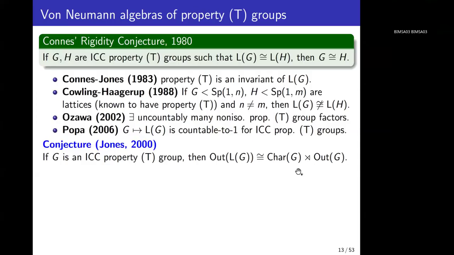You say countable to 1 for ICC. I don't understand, what does that mean? Yeah, so it means that it's exactly countable to 1 up to isomorphism on both sides. So if you look at L of G up to isomorphism, then you can have at most countably many ICC property T groups that give you the same von Neumann algebra. In other words, you cannot have uncountably many ICC property T groups that are pairwise non-isomorphic and whose von Neumann algebras are isomorphic.